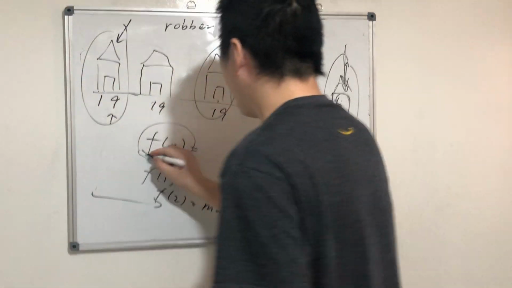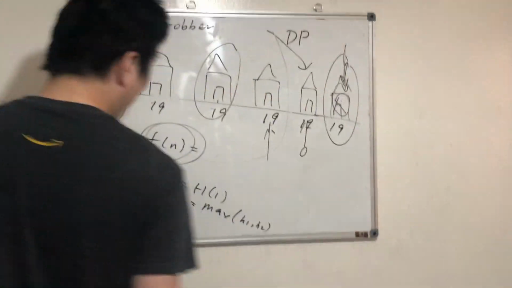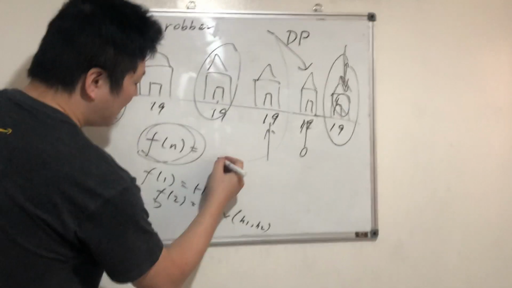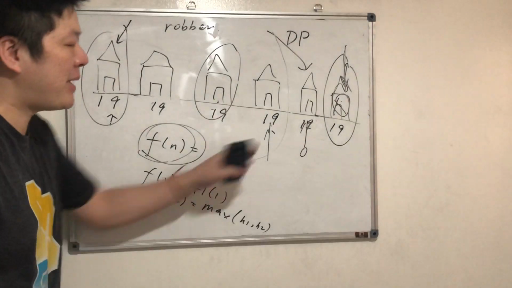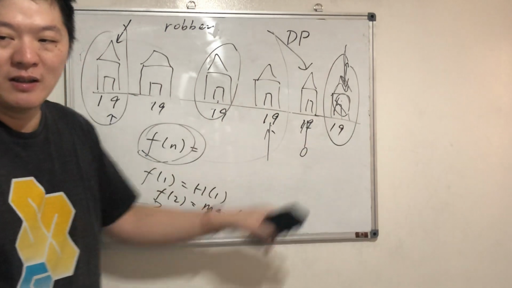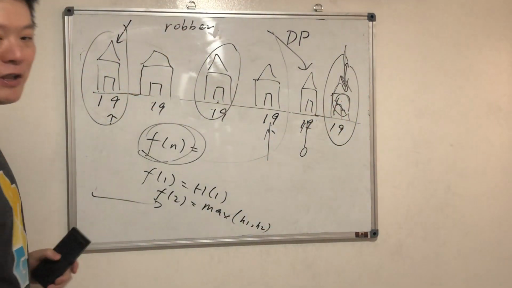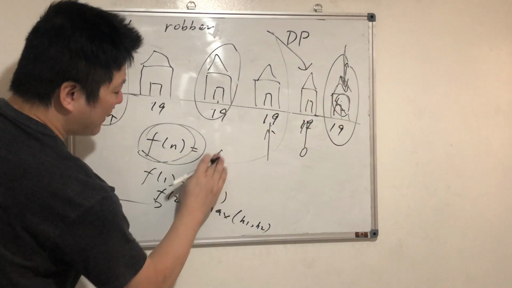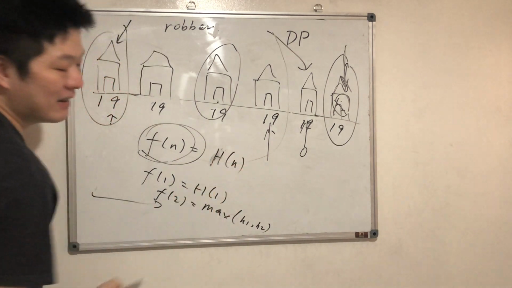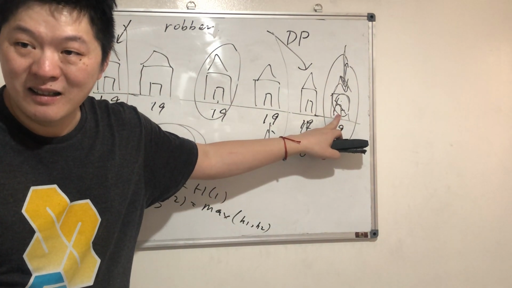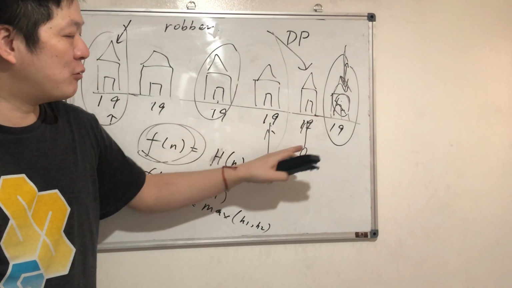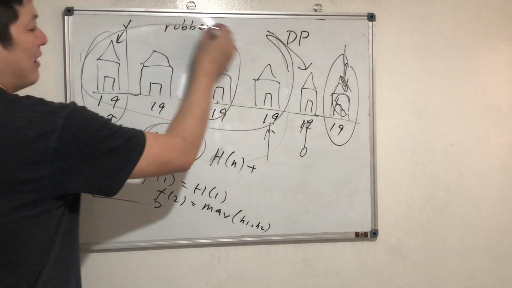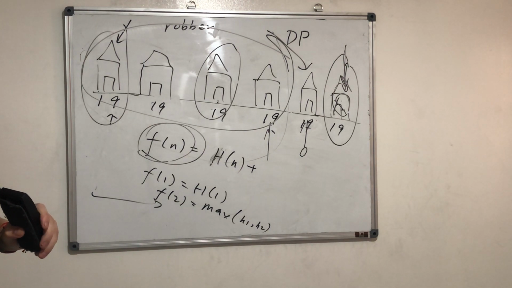So look, for Fn houses, how should we write it? Fn. If I pick house n, what's the value? That will be house n, plus which value? What's this bit?